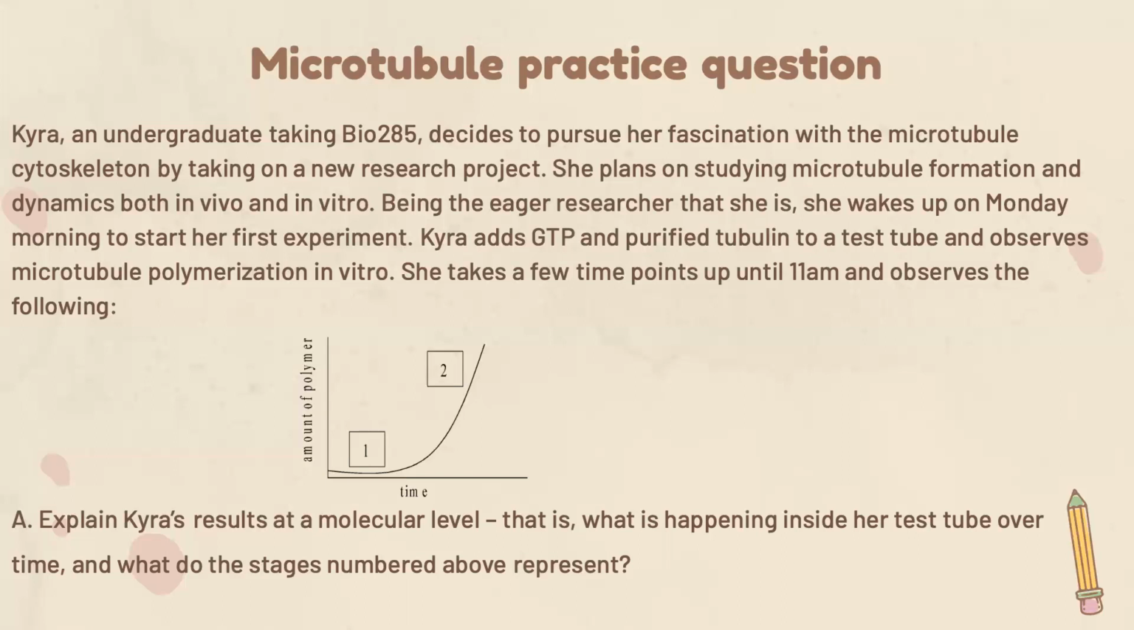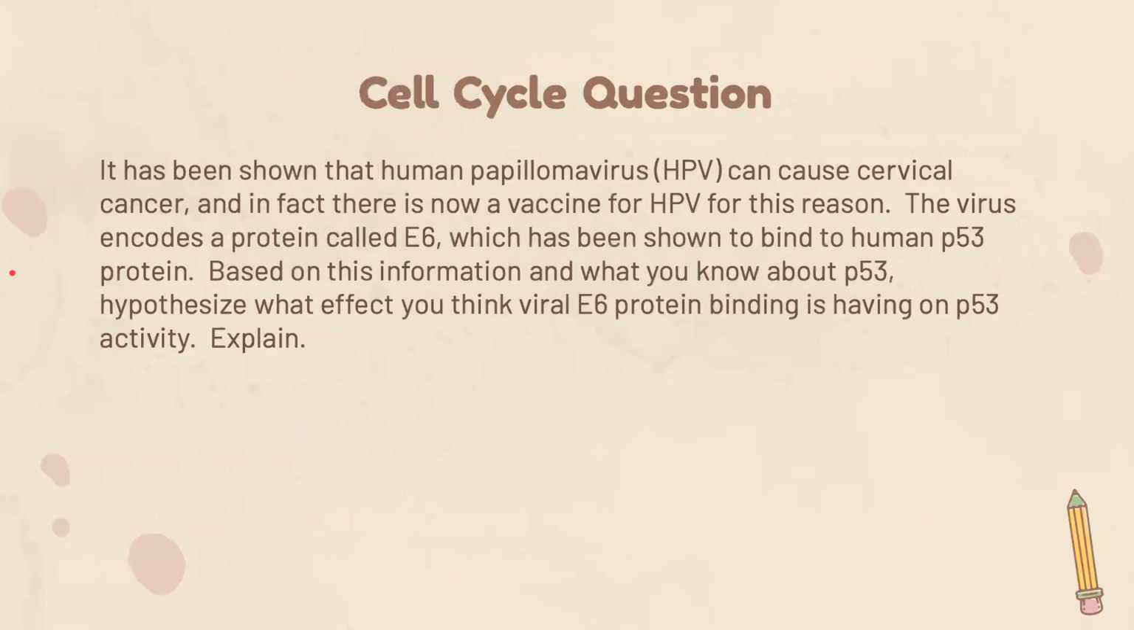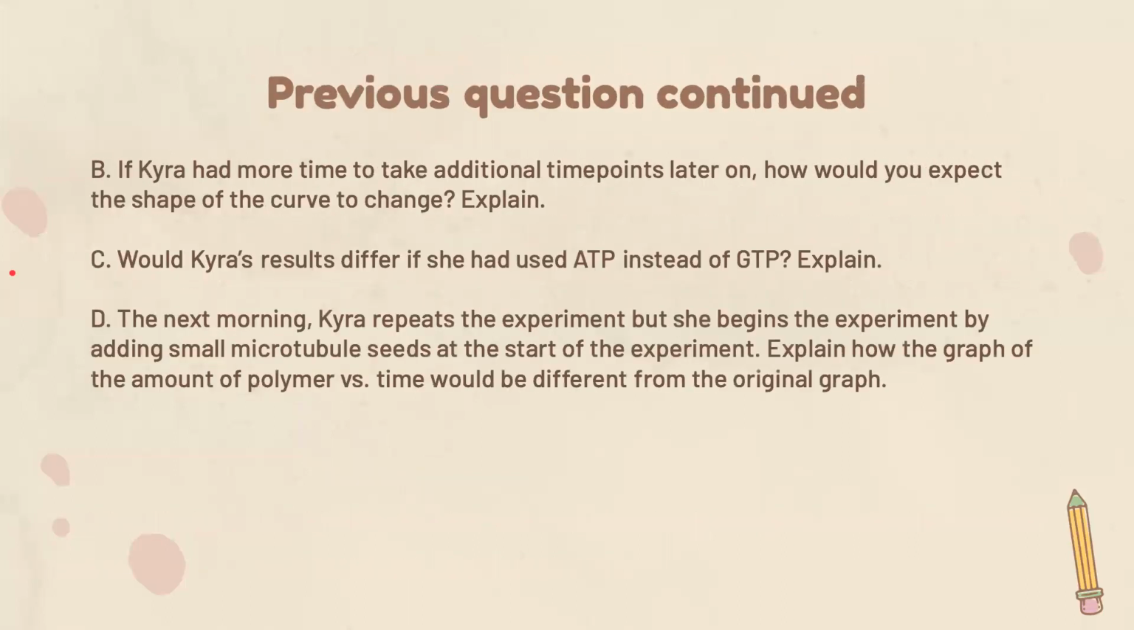And then the section labeled 2 is the elongation phase, which is when more GTP bound tubulin is added to the microtubule, and that causes the microtubule to grow at a constant rate. So that's what you're seeing with that increase in number 2. And then this question has a couple more parts to it. Okay. Part B: if Kyra had more time to take additional time points later on, how would you expect the shape of the curve to change?